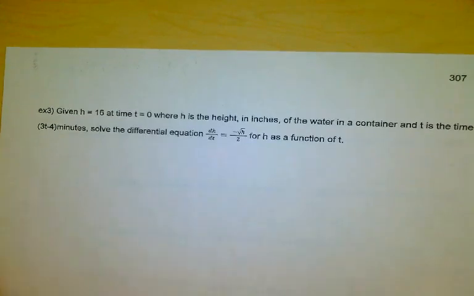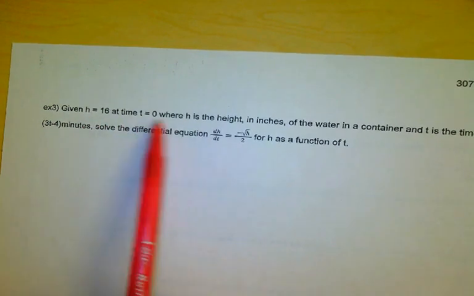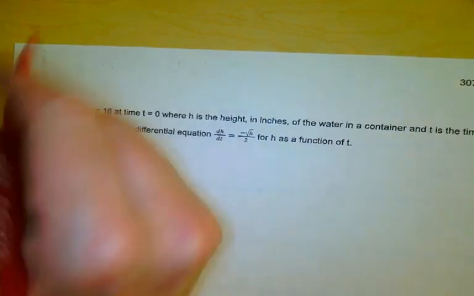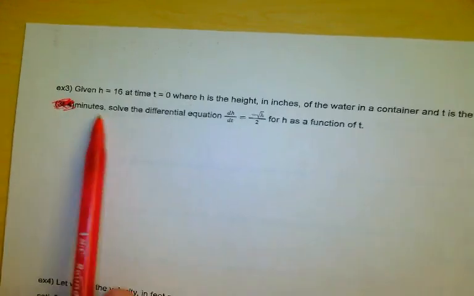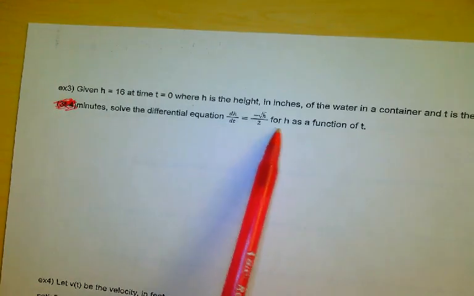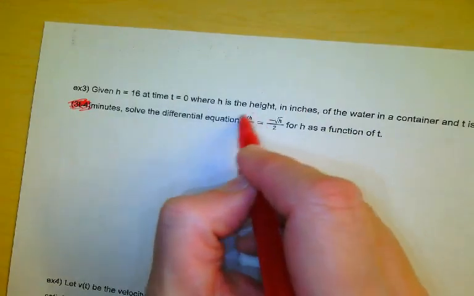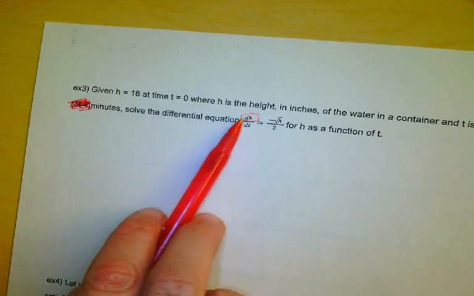Let's try another one here. Number 3. Given h equals 16 at t equals 0, where the height is h in inches, and the water in a container at time t, I don't know what this is, kill that, minutes, that's supposed to be. Solve this differential equation for h as a function of time. Okay, so just to be clear, the variable on top is h, so that is the variable we are going to be solving for, whatever's on top.